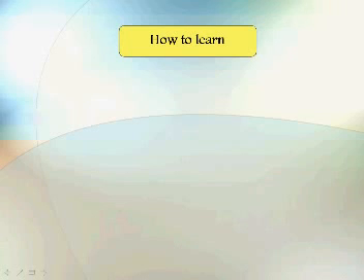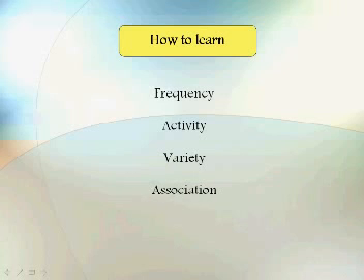Yes? The first one is frequency. Of course, frequency. And what is the meaning of frequency? Frequency, of course, is how often you do something. And activity. Activity means doing something with the information. Variety, which means doing different things or different activities with the information. And association, which means linking old information to new information.